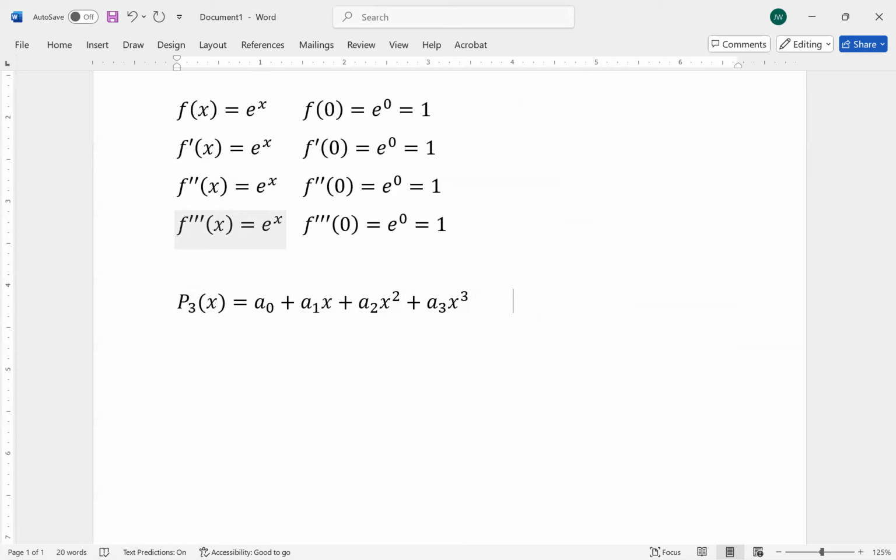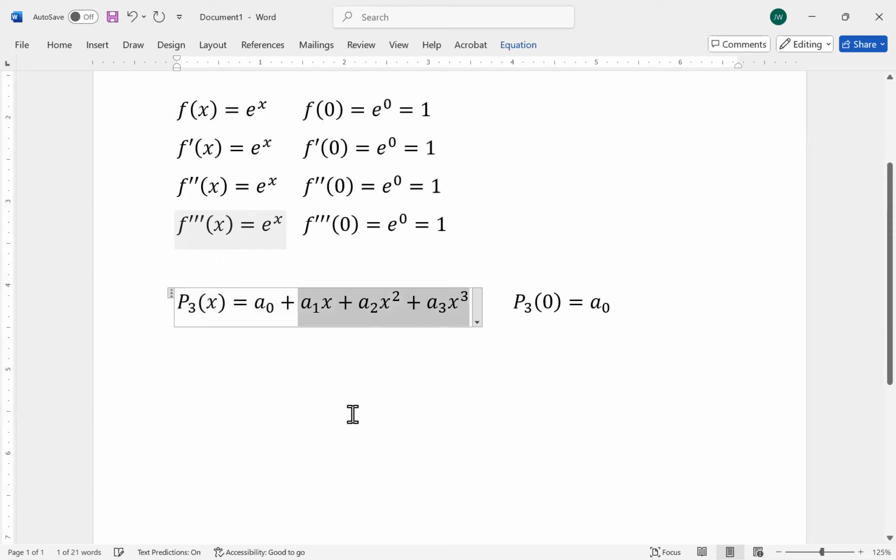Notice that when I plug in 0 into that polynomial function, what I get out is just a sub 0, because all three of these other terms will go away.